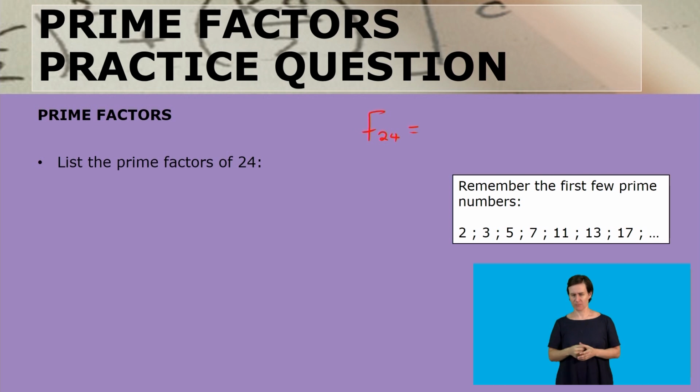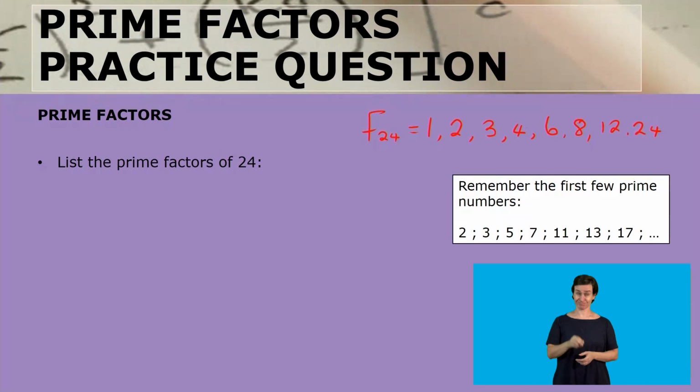So the factors of 24 would be 1, 2, 3, 4, 6, 8, 12, and 24. Right? So from that list of factors, we need to now identify which ones are the prime numbers. Do you remember the first few prime numbers? That is our 2, 3, 5, 7, 11, 13, 17. And of course, that list does not stop there. It does continue indefinitely. So from this list, which ones are the prime factors of 24?